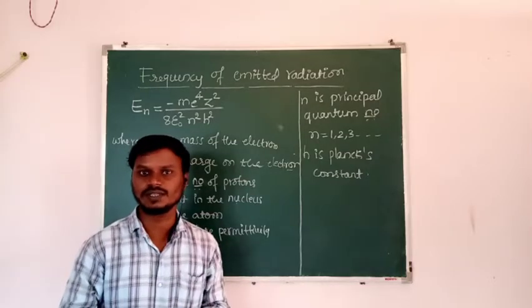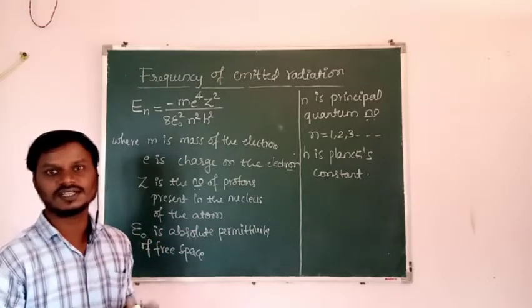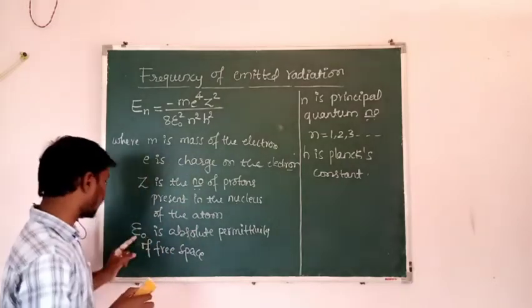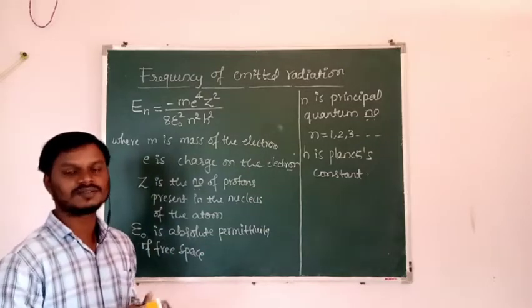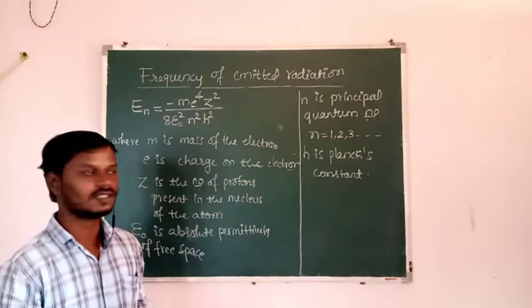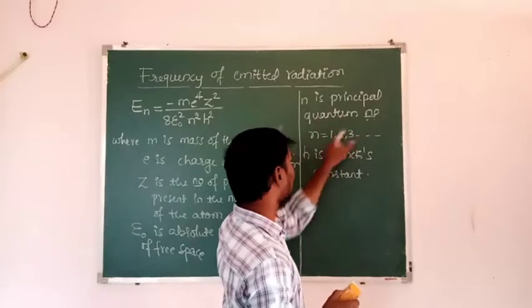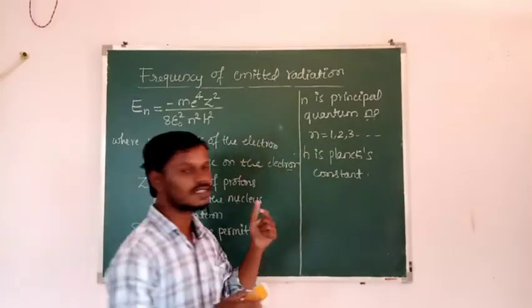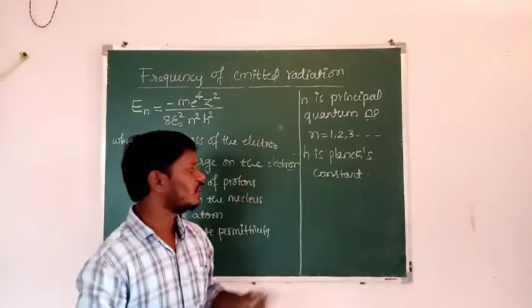That is only one proton, which means Z can be taken as 1 for the hydrogen nucleus. Then epsilon naught is the absolute permittivity of free space, and its value is about 8.854 into 10 to the power of minus 12. Then n is the principal quantum number, and it takes the values 1, 2, 3 and so on.